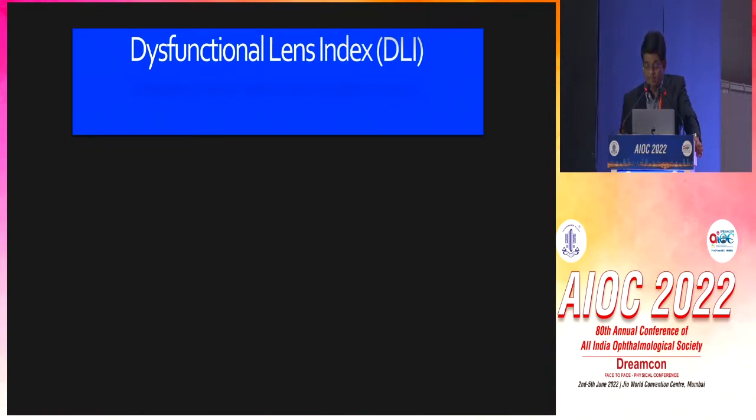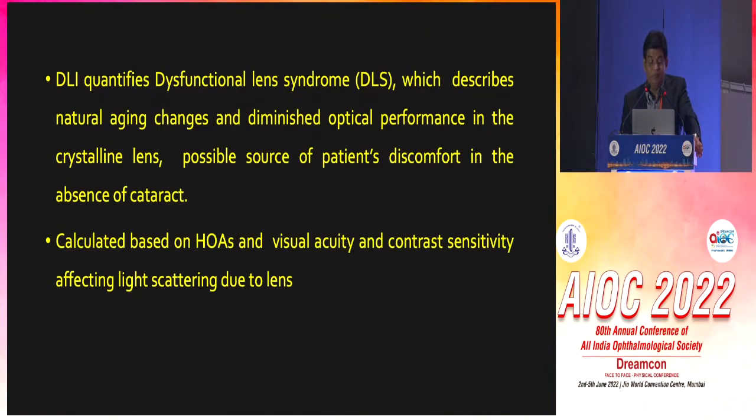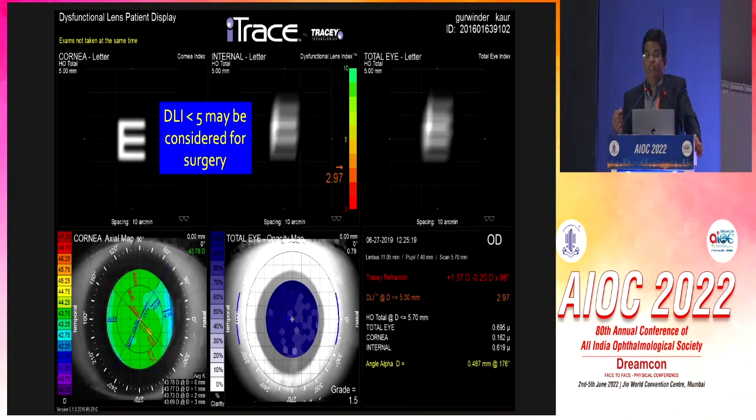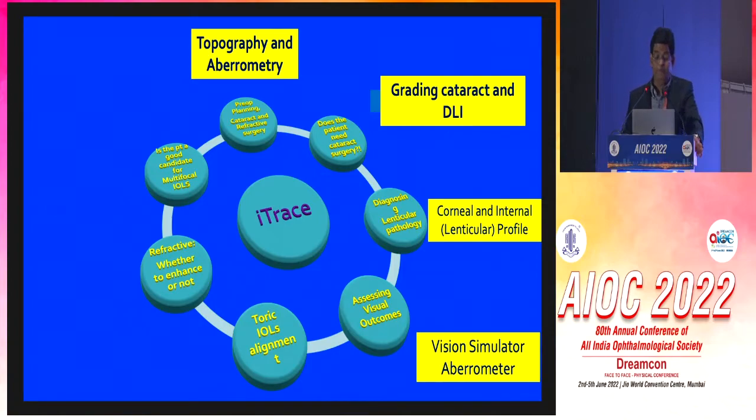Something else that it gives us is known as the dysfunctional lens index. What is that? It is calculated based on a very complex formula, which is a secret of the company, using higher order aberrations, visual acuity, and contrast sensitivity. Basically, it's a numerical value which tells us of the visual performance of the lens. So just imagine that you have a number which tells you whether the lens is possibly causing these problems. For example, in this patient it is 2.97. A DLI of 10 is absolutely normal vision, and less than 5 is considered to be visually significant.